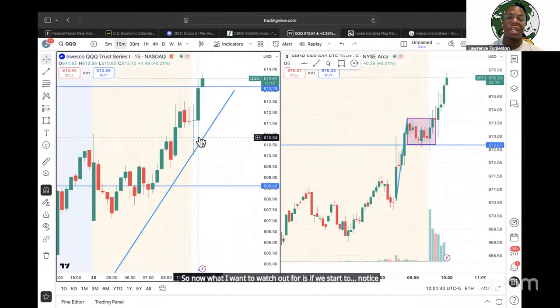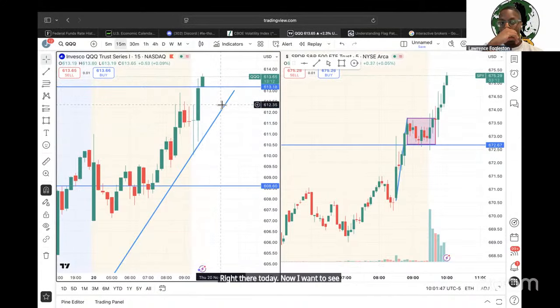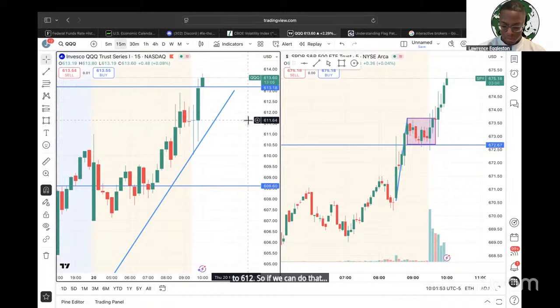So now what I want to watch out for is if we start to notice where we bounced at 610 right there today. Now I want to see if we can slip back down to 612. So if we can do that.